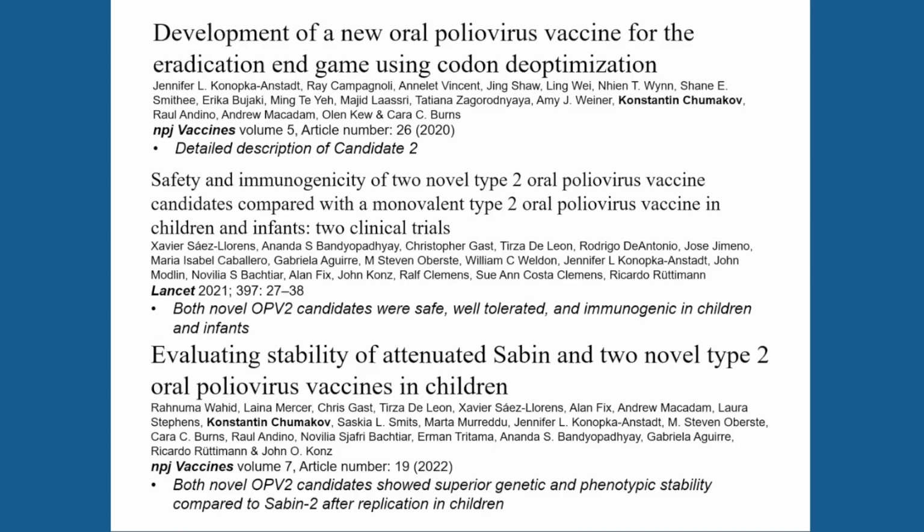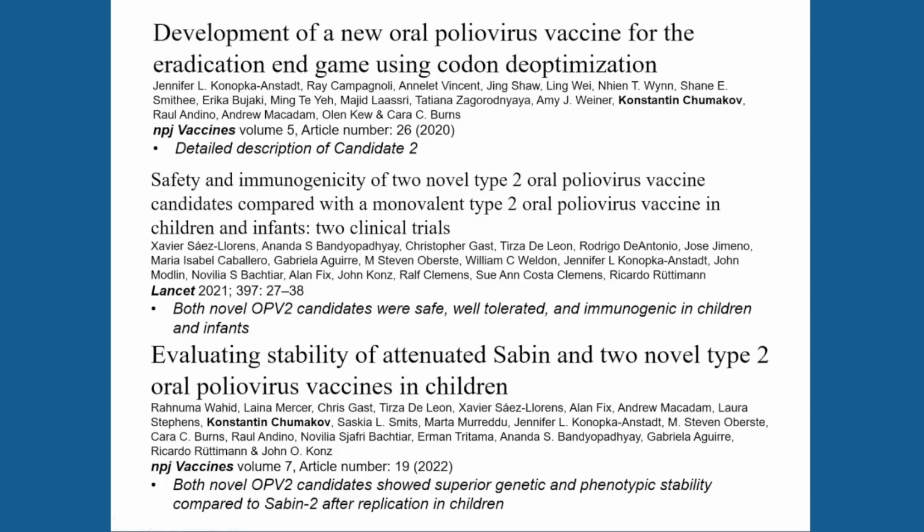Now, I don't want to go into the details of the design of the Candidate 2 beyond what I've told you, but it's published in a paper with a number of collaborators, including Kostya Chumakov, who played a key role in its development, along with Raul and Andy. But I do want to just highlight some of the conclusions from 2 clinical trials, because the 2 novel type 2 oral polio vaccine candidates were tested largely in parallel.